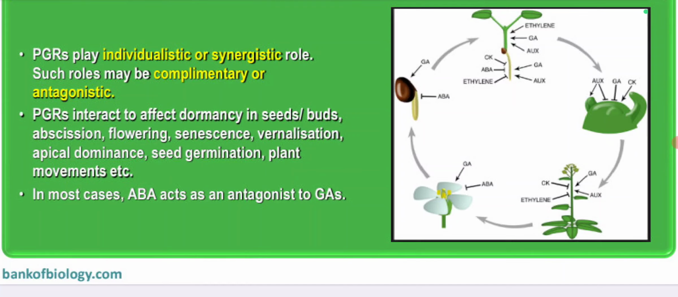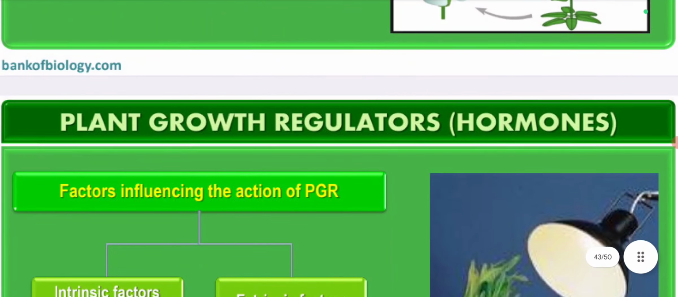Vernalization means the artificial exposure of plants or seeds to low temperatures in order to stimulate flowering or to enhance seed production. In most cases, ABA acts as an antagonist to gibberellic acid. Antagonist means one that contends with or opposes another. So it opposes the gibberellic acid.